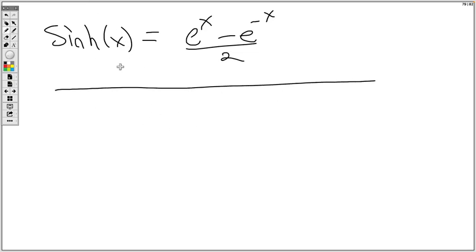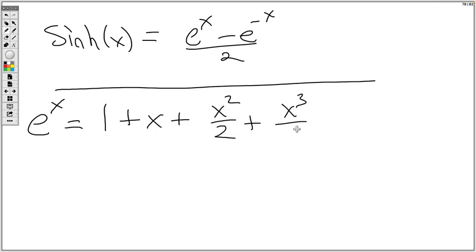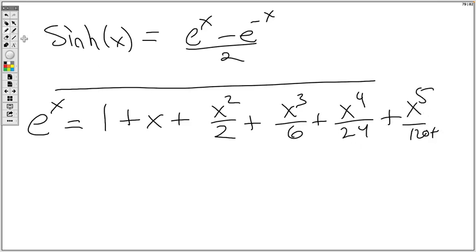So I want to come up with a power series representation for sinh. Well, good news. I know a power series representation for e to the x, and I know how to do stuff like this from what we did yesterday. You follow? So let's write this down. Once again, when in doubt, write it out. Let's just write down e to the x. That's going to be 1 plus x plus x squared over 2 plus x cubed over 6 plus x to the 4th over 24 plus x to the 5th over 120 plus blah, blah, blah. Okay?